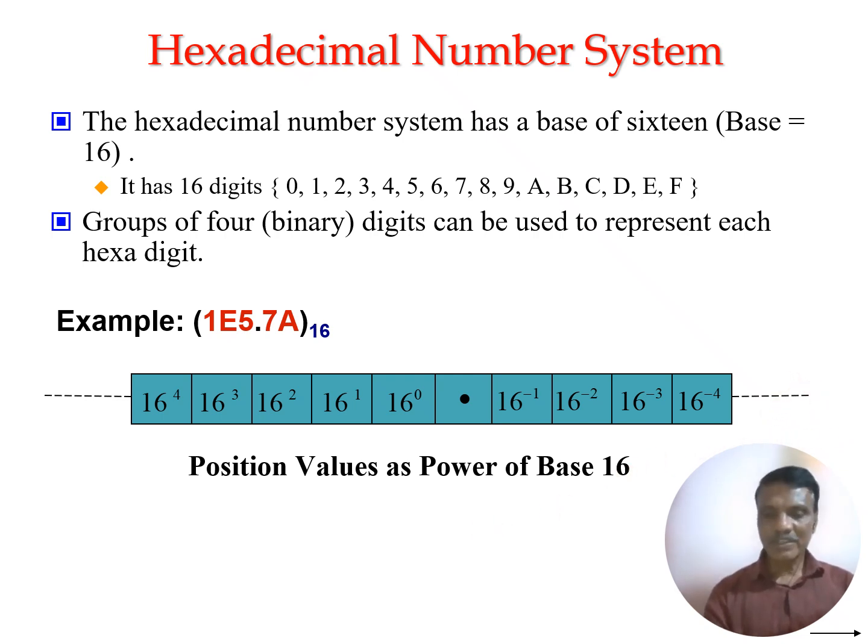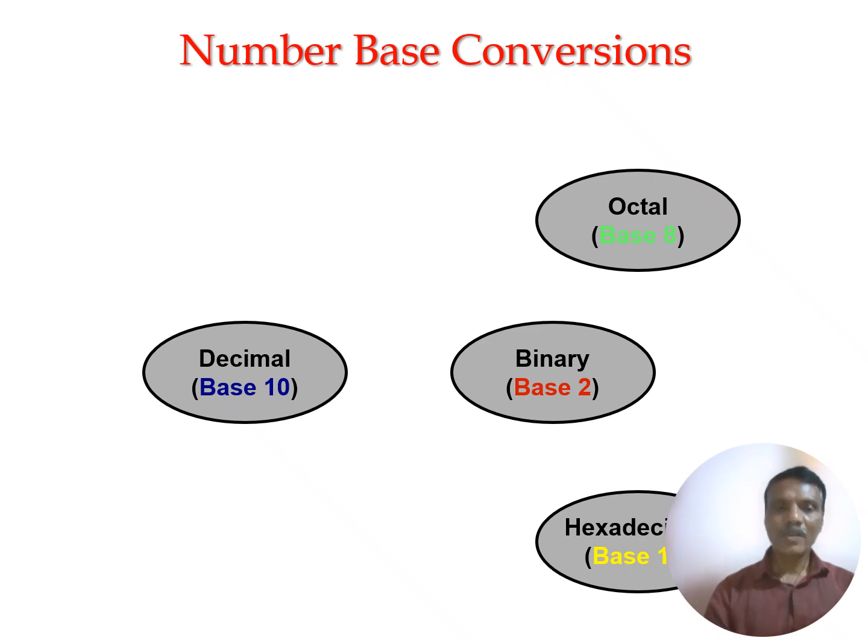So far we have discussed number systems. What number systems did we discuss? Binary number system, decimal number system, octal number system, and hexadecimal number system. These 4 number systems are the most commonly used. Okay.